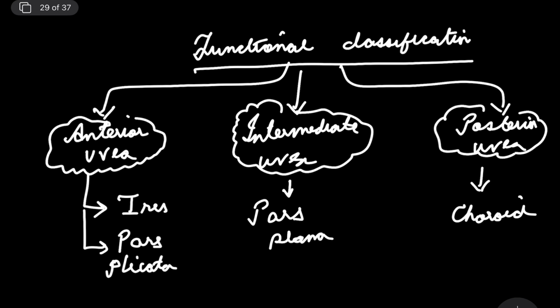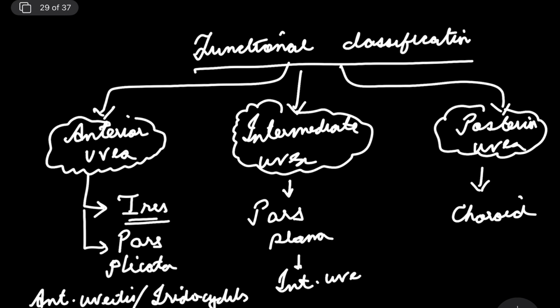Now, they have been given different names. Anterior uveitis is also called iridocyclitis, because iris is a part of the anterior uvea. That is why anterior uveitis is synonymous to iridocyclitis. Okay. Intermediate uvea, intermediate uveitis.